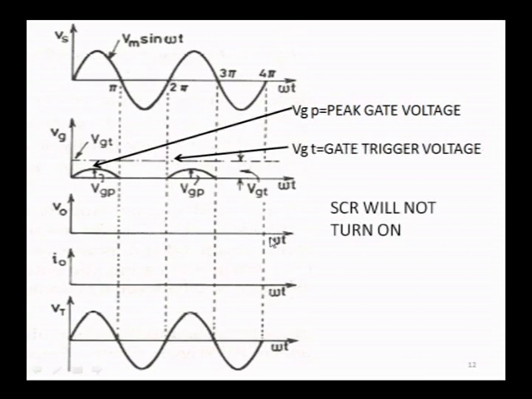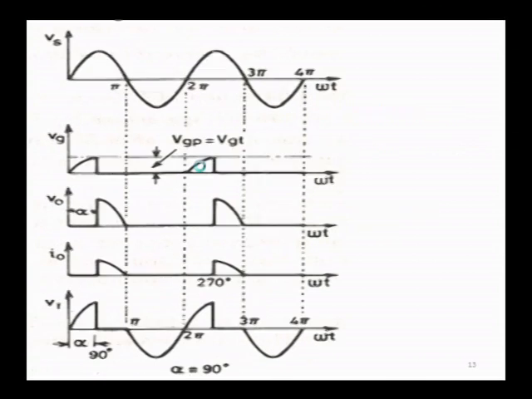That means the SCR will never turn on, because your requirement is not yet met. The peak voltage is less than VGT, so in this case your SCR will never turn on. You can see V naught is 0 and I naught is also 0. This is the thyristor voltage available across it. Now, this is the one which shows the minimum requirement to turn on your SCR.